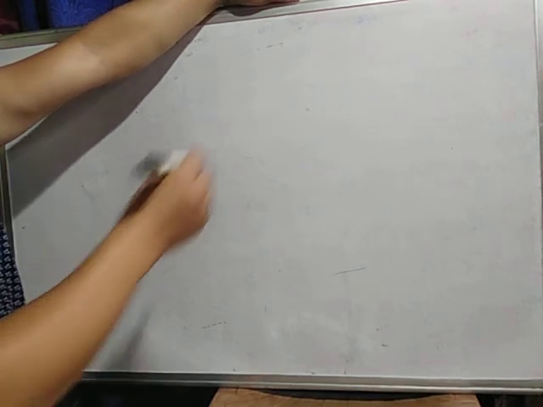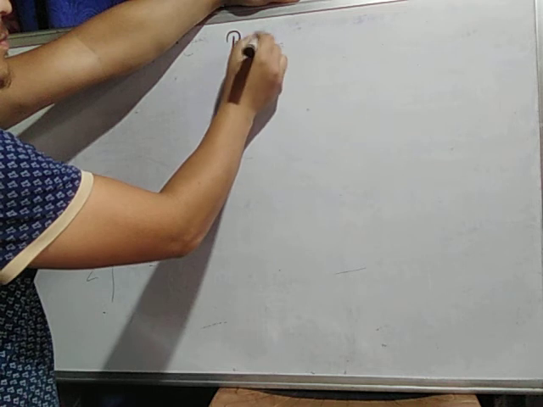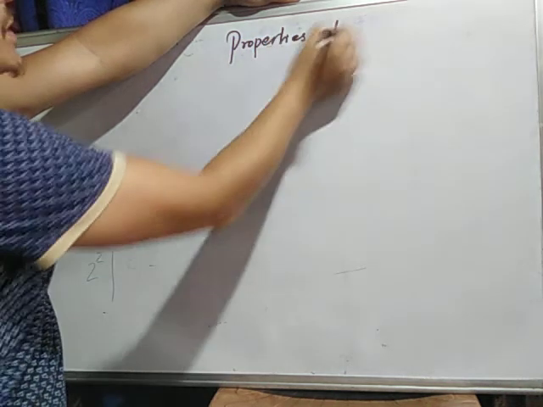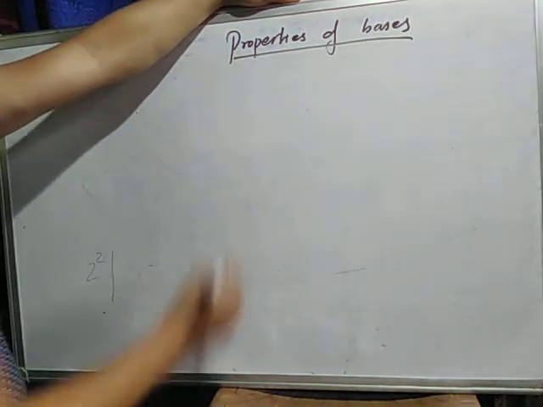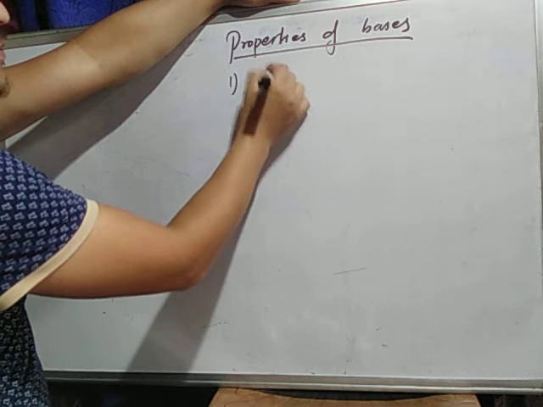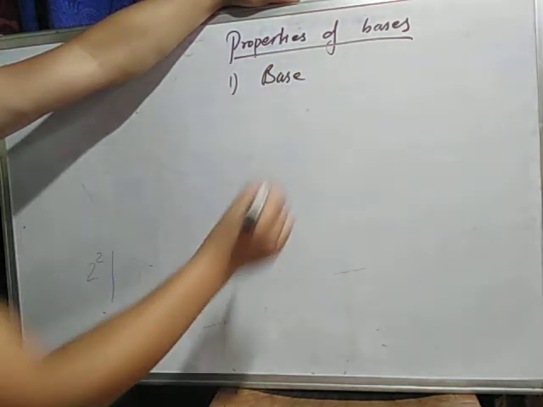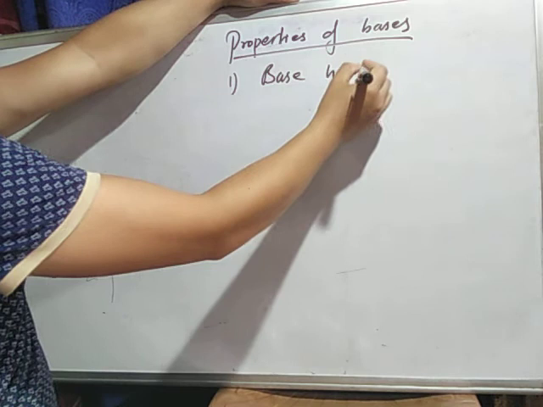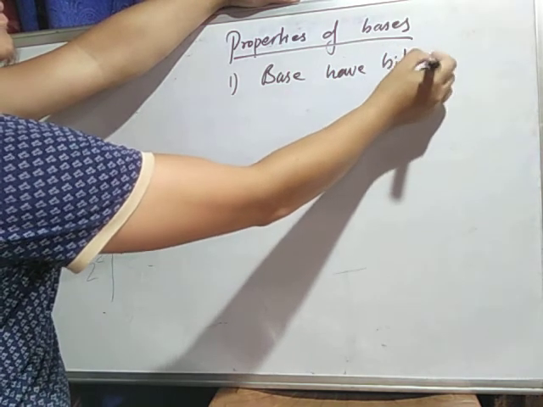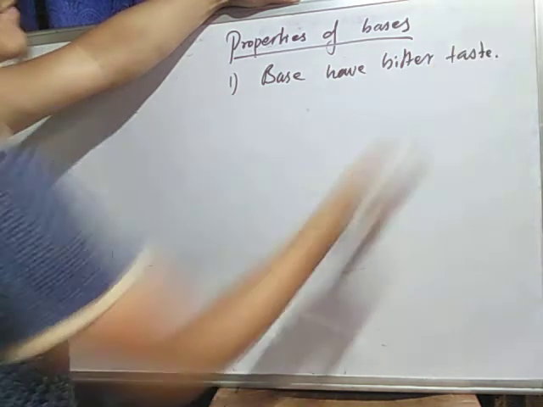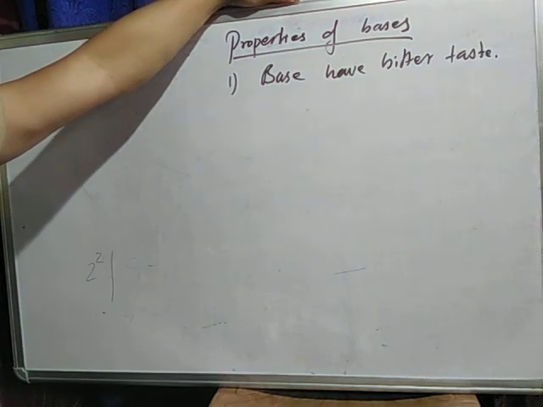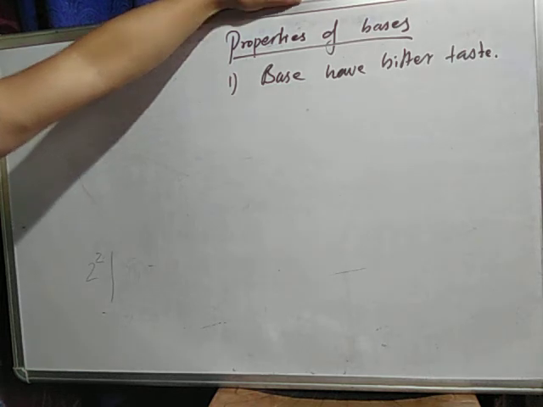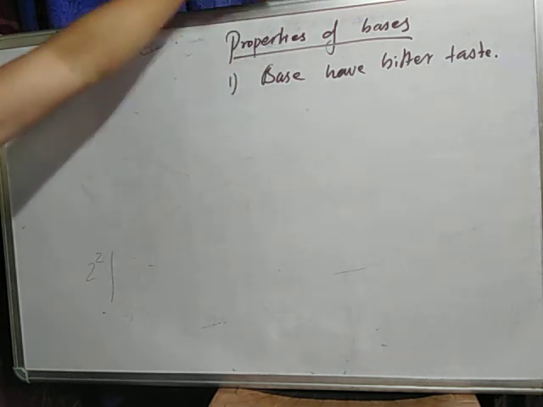So properties of bases. The first property of bases is that bases have a bitter taste. Clear? First property. All bases have a bitter taste is said, but it is not exactly a correct statement. But you just write, bases have a bitter taste.